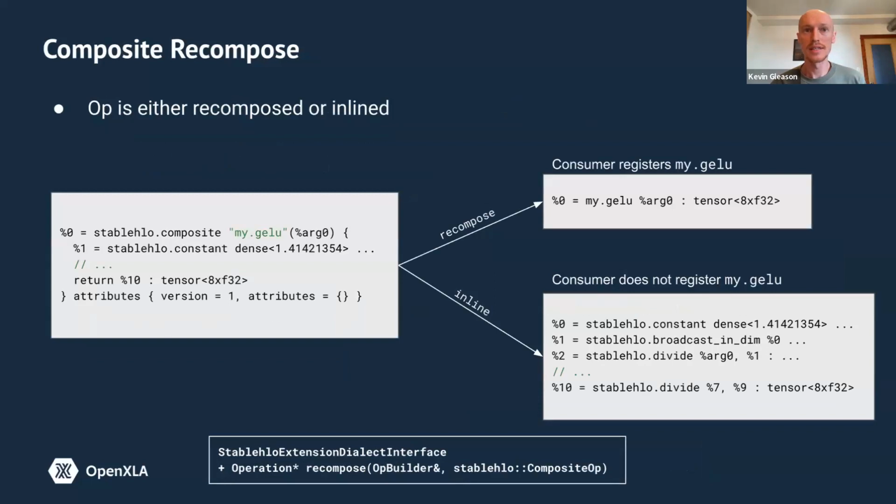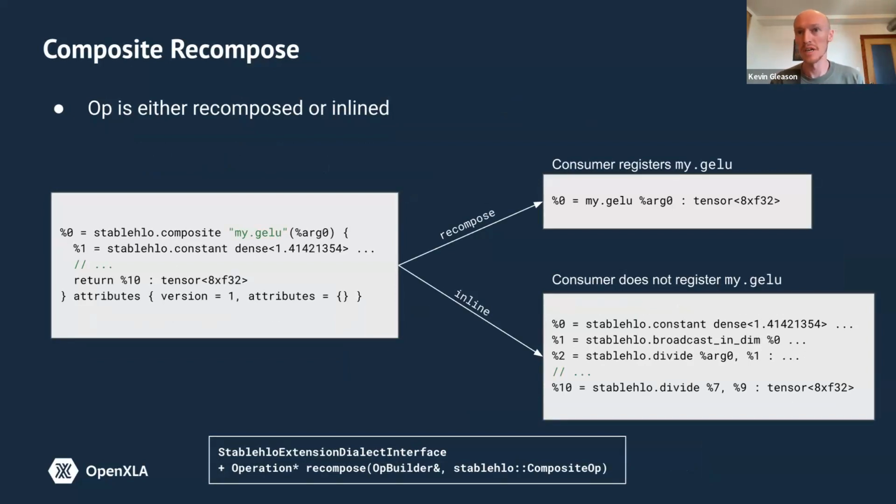So we have these StableHLO composite ops, and they are stored in portable artifacts with forward and backward compatibility. What does a consumer do with these? Well, in this case, if a consumer knows about this my.gelu, it follows the upward sloping arrow, and we provide another interface called Recompose, which allows a backend to take that abstraction and recompose it into the dialect specific op. And in this case, that would save them from doing some of this complicated pattern matching.